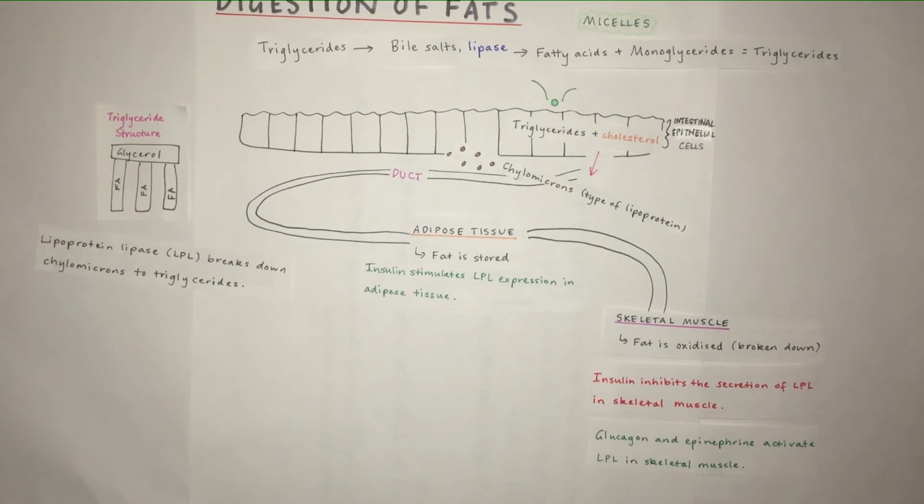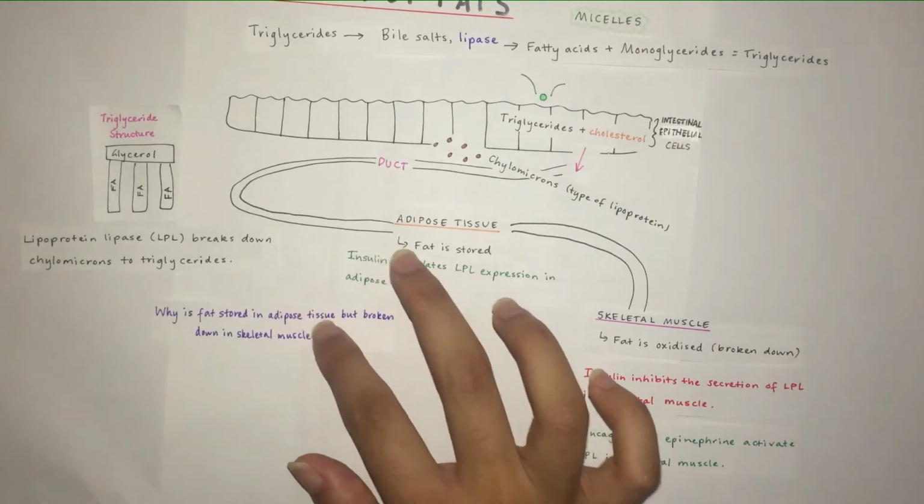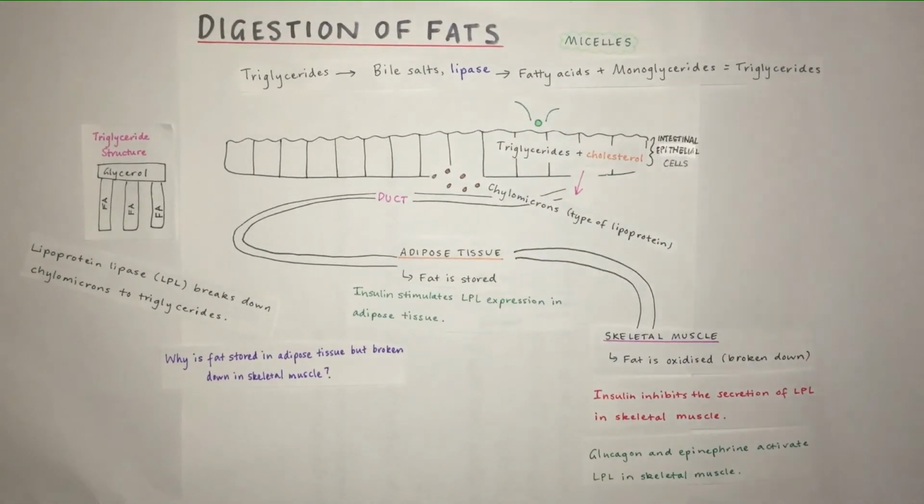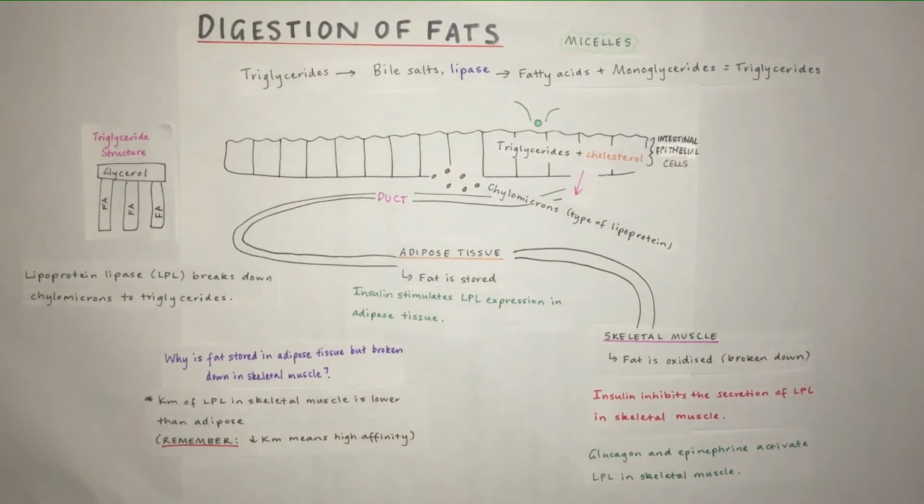Furthermore, we've got a question here that I'm going to pose. Why is fat stored in adipose tissue but broken down in skeletal muscle? And the answer to this goes back to a topic to do with enzymes. Lipoprotein lipase is an enzyme, and the Km of LPL in skeletal muscle is lower than in adipose tissue. If we recall that low Km means a high affinity, that means that skeletal muscle is better able to attach onto the chylomicrons and break them down into triglycerides, because it has a high affinity, being the ability to grab onto those chylomicrons. So that's why the fat is more likely to be oxidized in skeletal muscle, as opposed to adipose tissue where it is stored. So now we know where our fats are ending up.